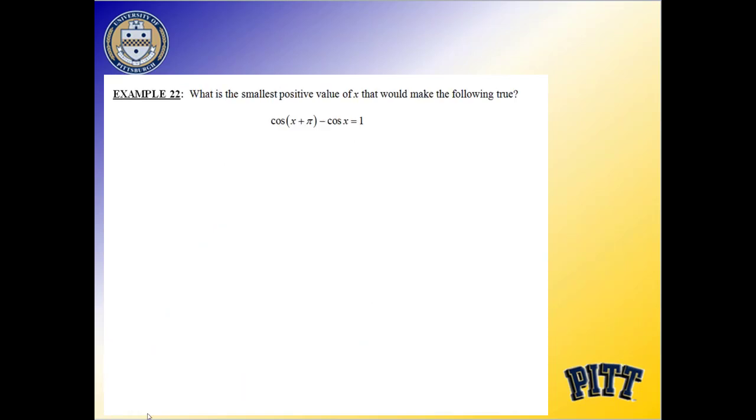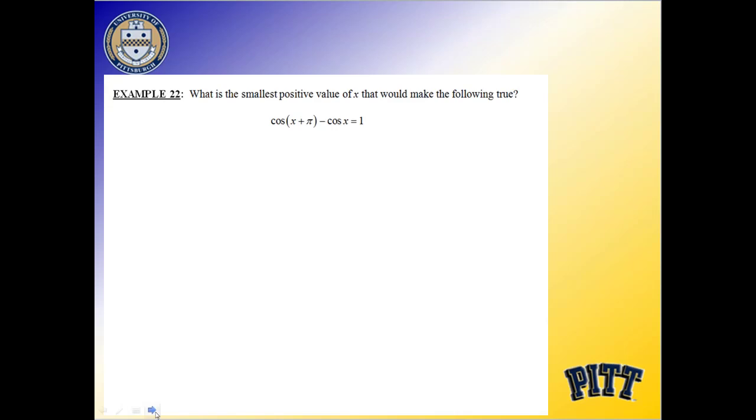What is the smallest positive value of x that would make the following true? Now here, a direct translation from the identity would be helpful. For the cosine of x plus pi, you could figure it out on your own. If I take an angle x and move 180 degrees, it's going to put me into a quadrant where the cosine has the opposite sign of the previous one. Okay, plus pi.